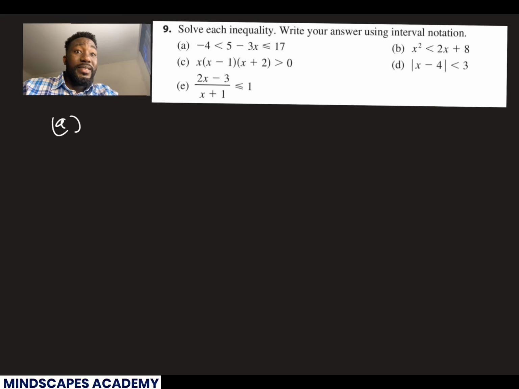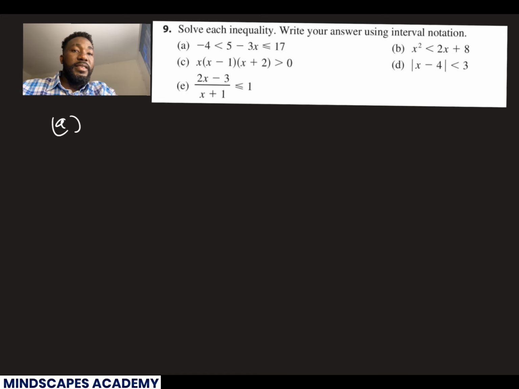Alright, welcome back to a new set of problems. So this time around we're dealing with inequalities and not equality. And let us see how we approach problems like this. For the first problem, we can see that we have two inequalities.